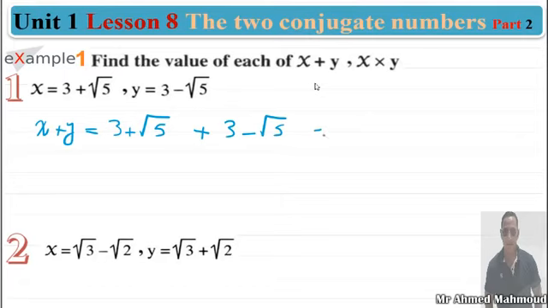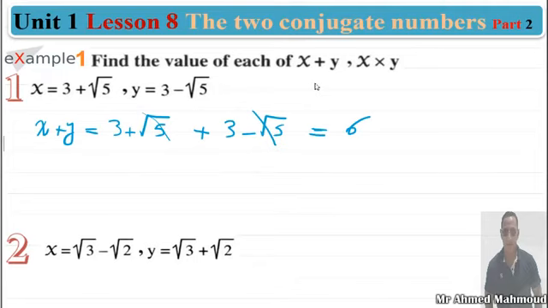Okay, it will be 3 plus 3 equals 6, and root 5 and the negative root 5 together will be 0. Then the answer will be 6.